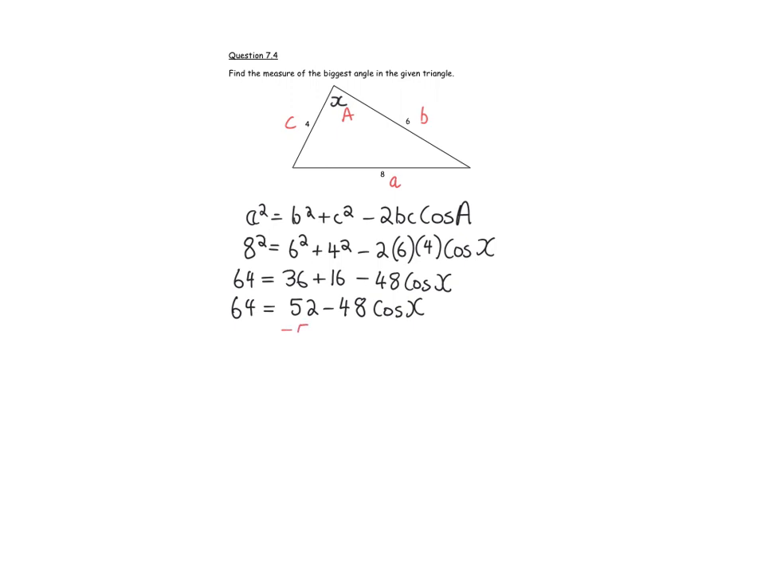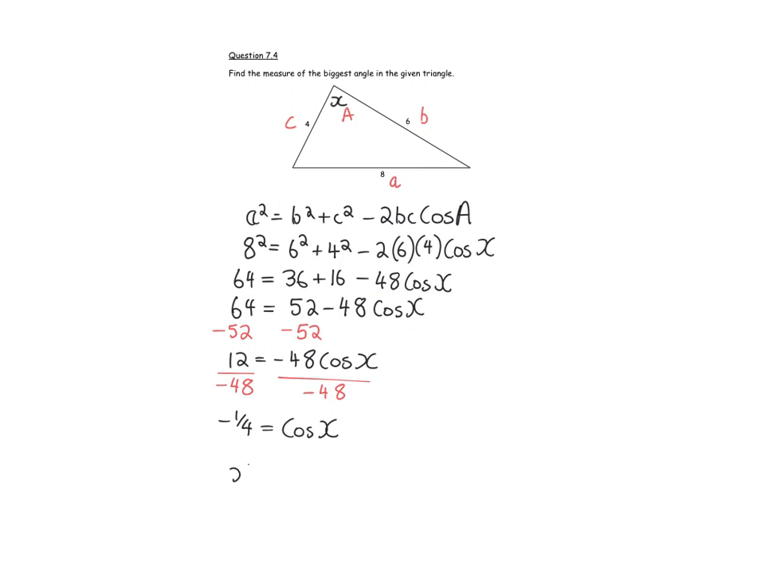Then we can minus 52 from both sides. We'll get 64 minus 52, which will give us 12. And that's equal to minus 48 cos x. We can divide both sides by minus 48. So we'll be left with 12 divided by minus 48, which will give us minus a quarter. And that's equal to cos of x.